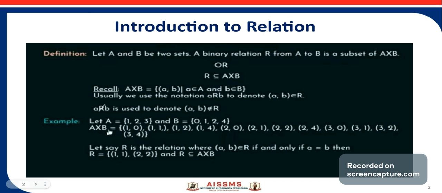Now here we can say R is the relation where (a, b) belongs to relation R if and only if a is exactly equal to b. Then R is equal to {(1, 1), (2, 2)} because it contains the elements where a is equal to b, and R is a subset of A cross B.